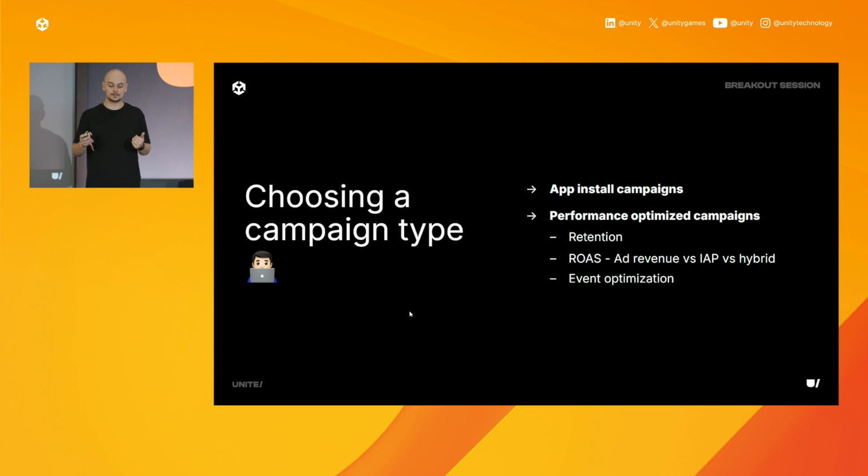And then you have return on ad spend, or ROAS campaigns. They target a very specific return on investment, usually also in a day 7 window. And it optimizes based on either in-app purchase revenue, ad revenue, or a hybrid of both, depending on your genre and monetization model. And finally, you have your event optimization campaigns. They target users likely to complete a certain event within your game, such as tutorial, and allow you to make sure that you attract users that will engage with your game.